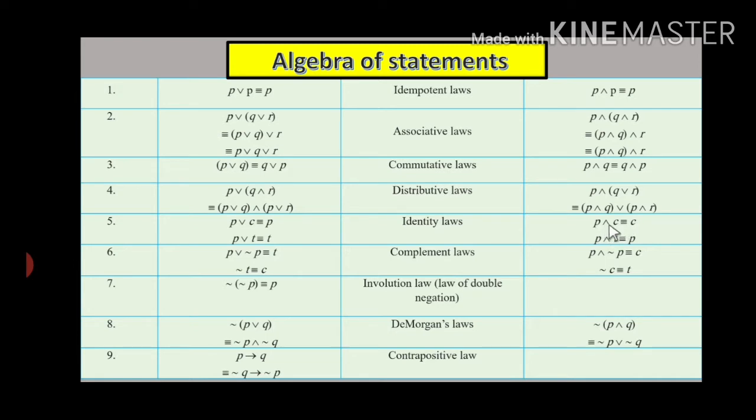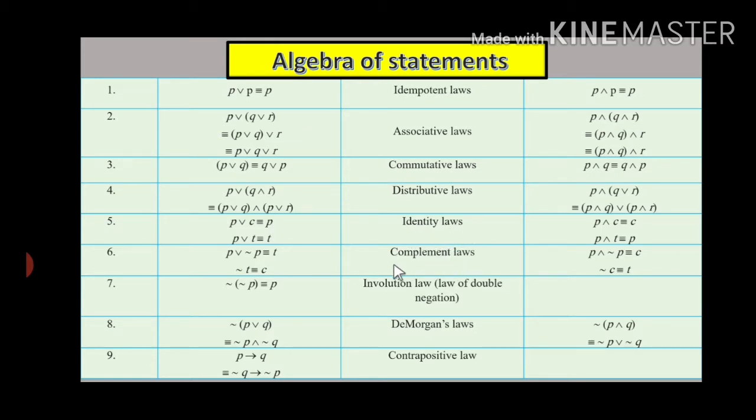So you get P and C is equivalent to C. C stands for contradiction, that is a false statement. So P and C is equivalent to C. And P and T is the same as P. Here P or C is the same as P. This law is called the identity law.